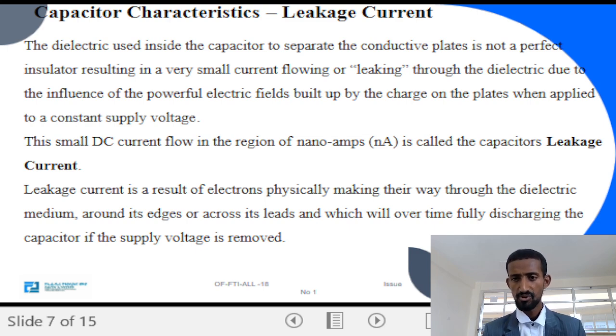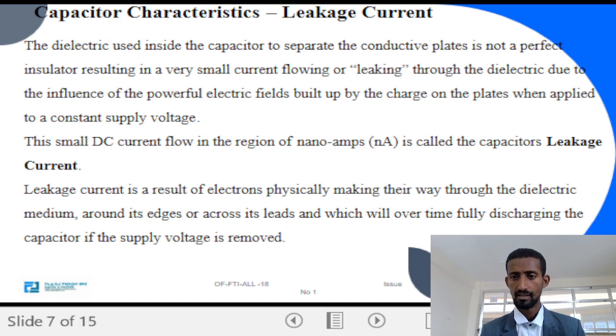This small DC current flows in the region of nanoamps, and it is called a capacitor's leakage current.